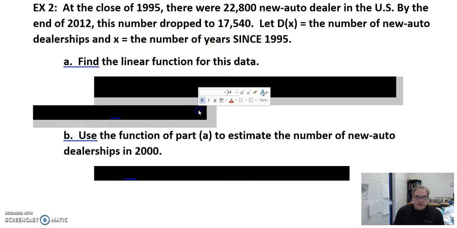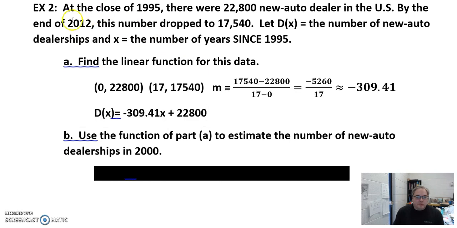So what I need to do is think about my two points. Those are my coordinates, and I have to use them to get my slope. What's happening here is I rescaled, used my slope formula, and came up with approximately negative 309.41. I know in class I said you typically want to keep these as fractions. When you're doing these applied problems, you're going to change it into decimals because most of the time you're talking about money or something else that we need finer control on.